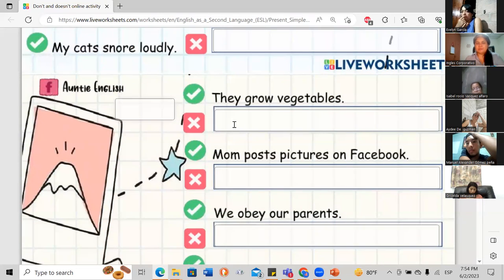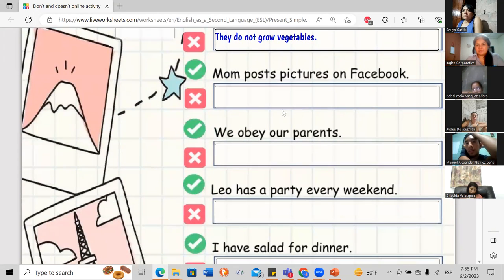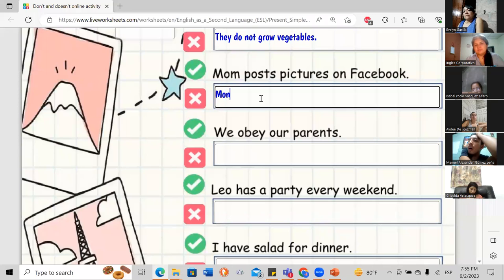Okay, they grow vegetables. They do not grow vegetables. Mm-hmm. Mom posts pictures on Facebook. Mom does not post pictures. Porque aquí ya estamos hablando de una persona, ¿ok?